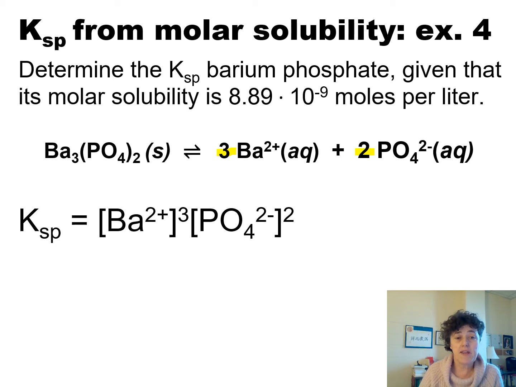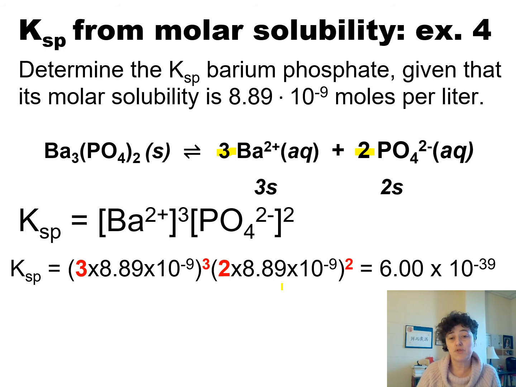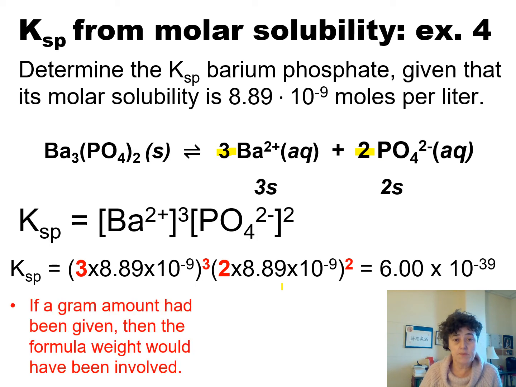So when we write the Ksp, the concentration of the barium is elevated to the 3rd power, the concentration of the phosphate is elevated to the 2nd power. You also need to remember that the 2 concentrations are going to be different, and they are in a 3-to-2 ratio. So when you're plugging the numbers, that's how it should look. You can also see how extremely small is the result of this multiplication. So really we are talking about extremely small numbers.